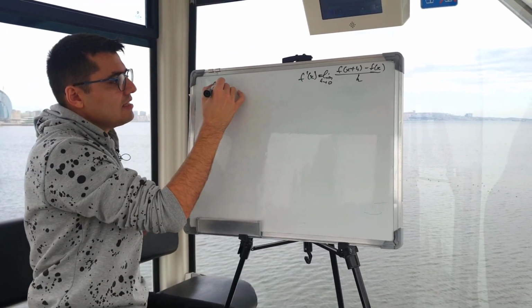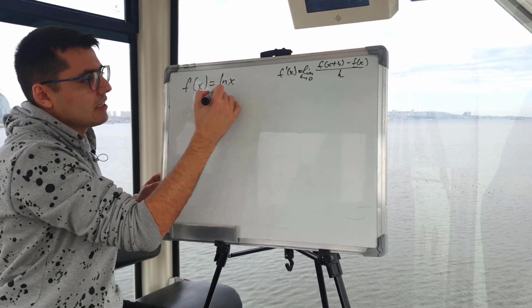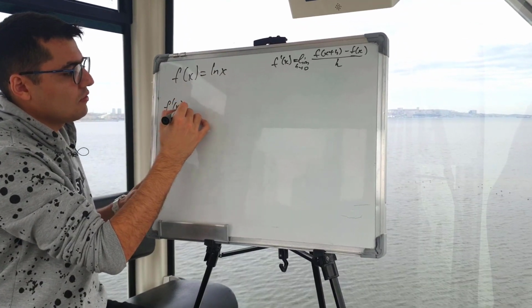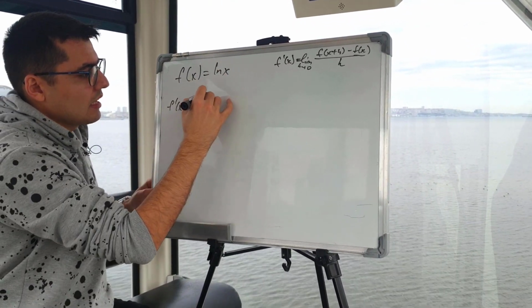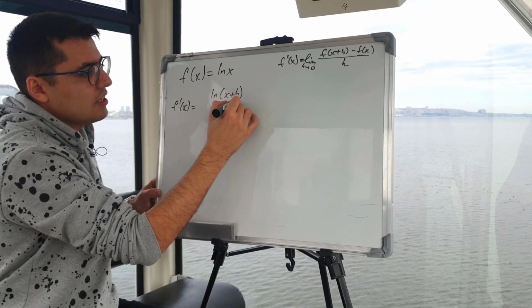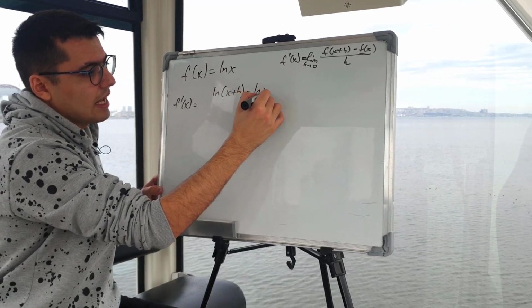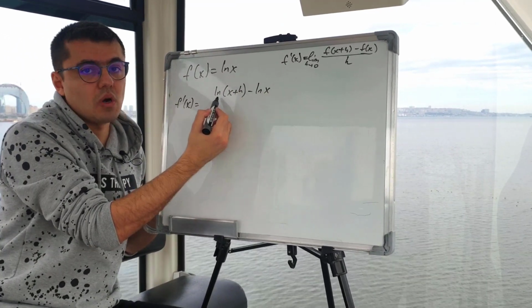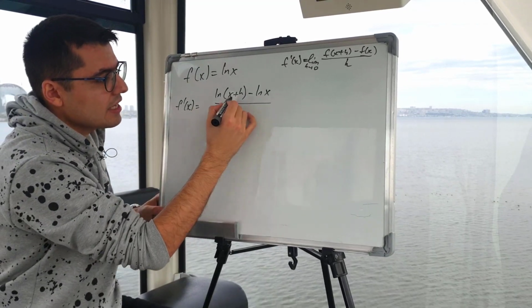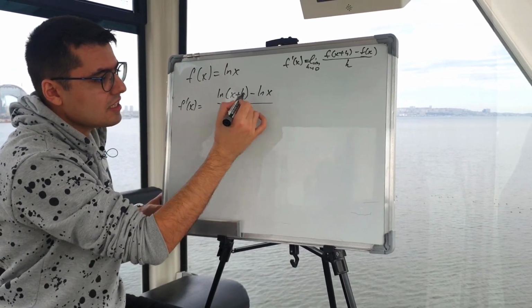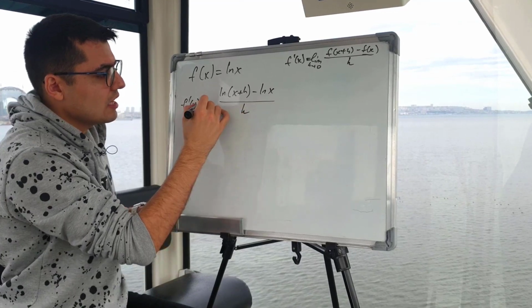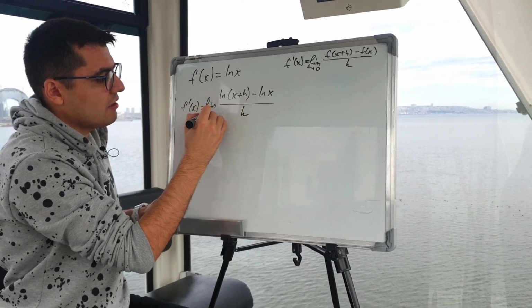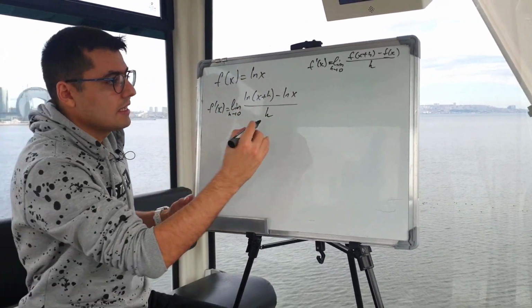So let's apply this to the function ln x. So derivative of ln x will be ln x plus h minus ln x. I subtracted the y values and I divide by the difference of their x values, so that's h, and I say that they are very, very close to each other.